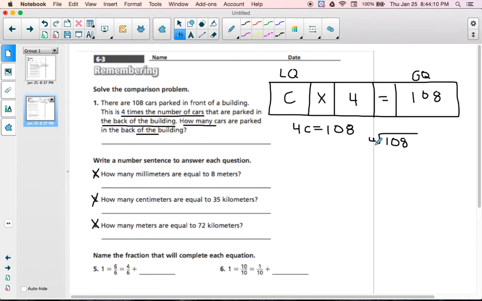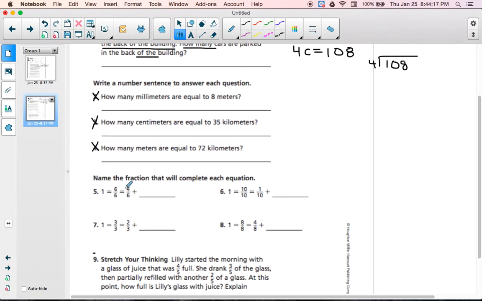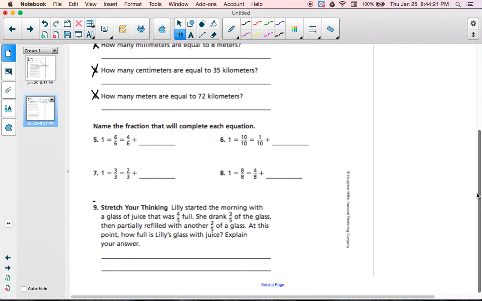All right, so go ahead and solve that problem and then write your answer there on the line. We're going to skip these problems. These are some review problems from this section, and then I'd like you to give the stretch your thinking a try.